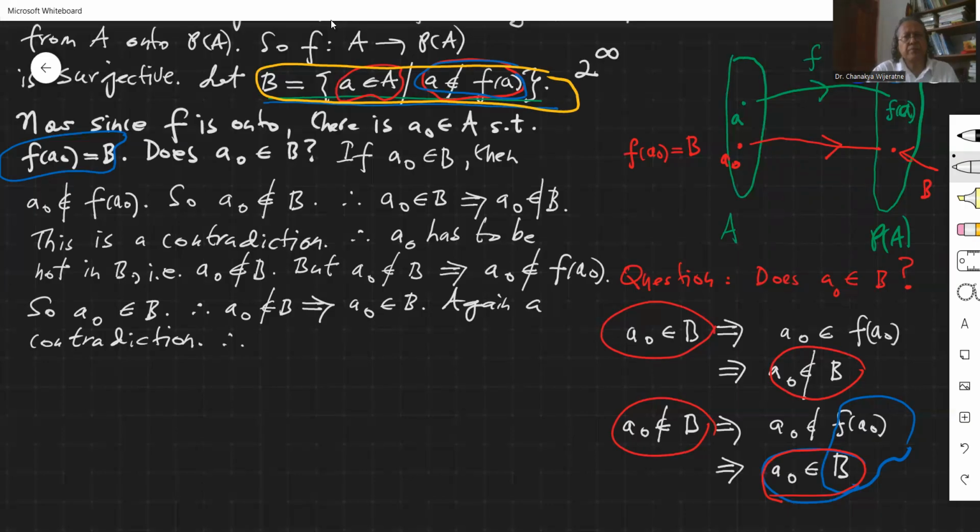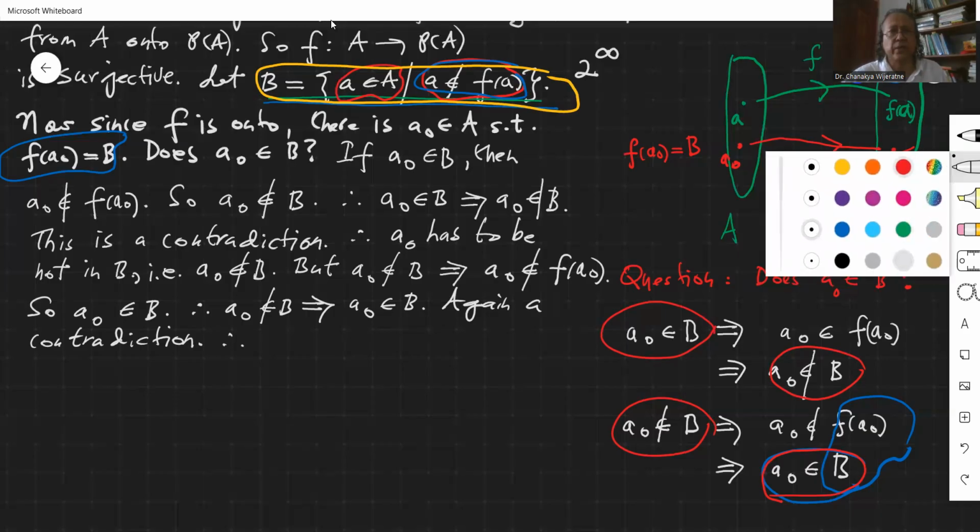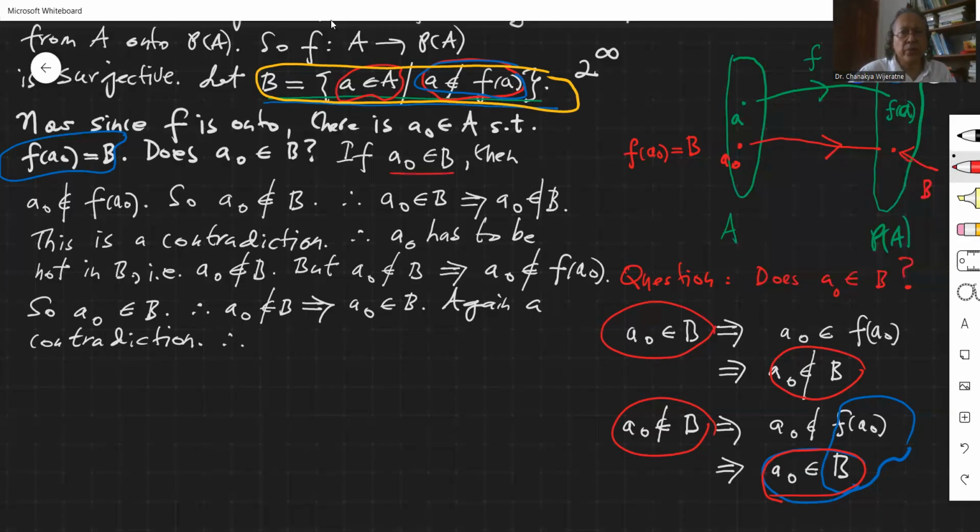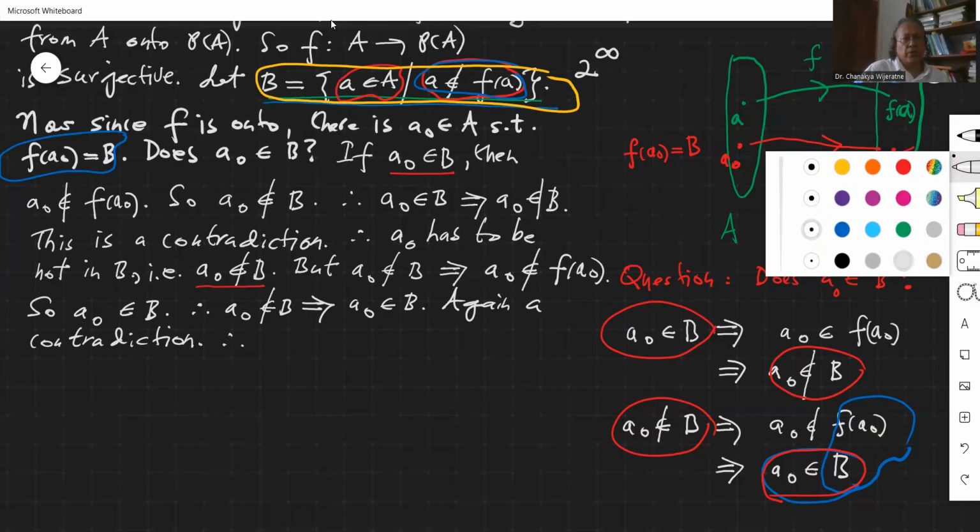So therefore, consider the two cases. A naught belongs to B. A naught doesn't belong to B. Those are two cases, and both cases lead to contradictions. So therefore, our initial assumption that there is a surjective function from A onto the power set of A is not correct.